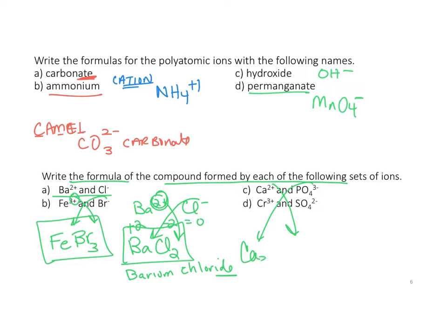Calcium phosphate. Okay, so you get 3 calciums. Now, whenever you need more polyatomics, so you need 2 polyatomics, you have to have parentheses. That's the only time you put parentheses. If you put parentheses and you don't need them, it'll be wrong. You'll lose a point. Okay, so you only use parentheses if you have greater than 1 polyatomic.